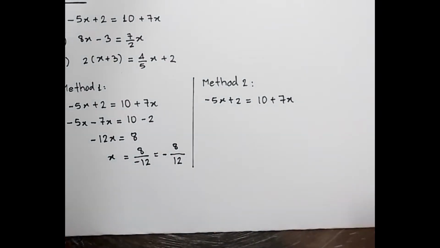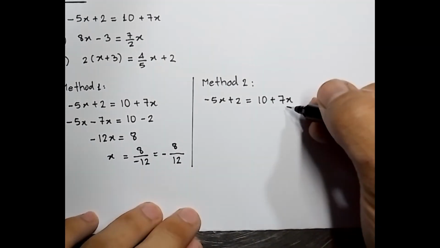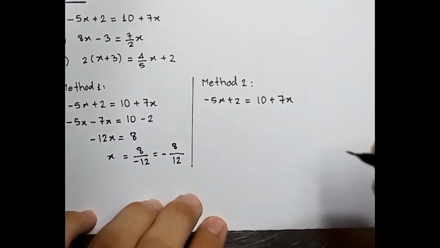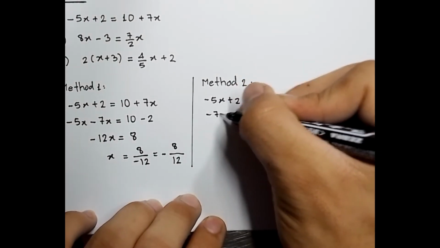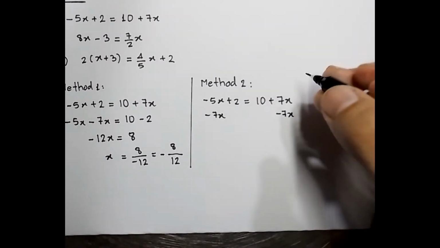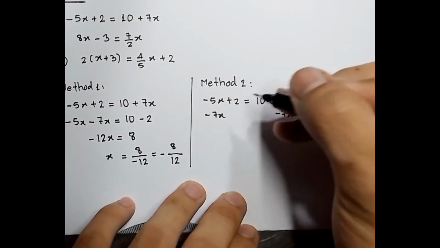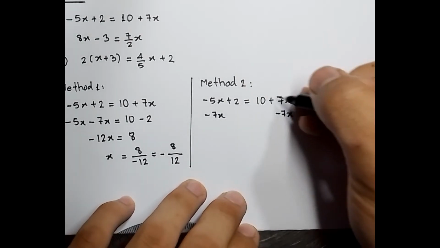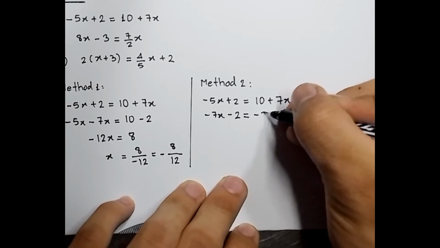Because instead of throwing the number and variable, we're going to delete it. For example, here we have 7x, and I'm going to write negative 7x on both sides. Here we have plus 2, so we write negative 2 on both sides as well. The reason for doing this is that we want to cancel the number. How do we cancel it?